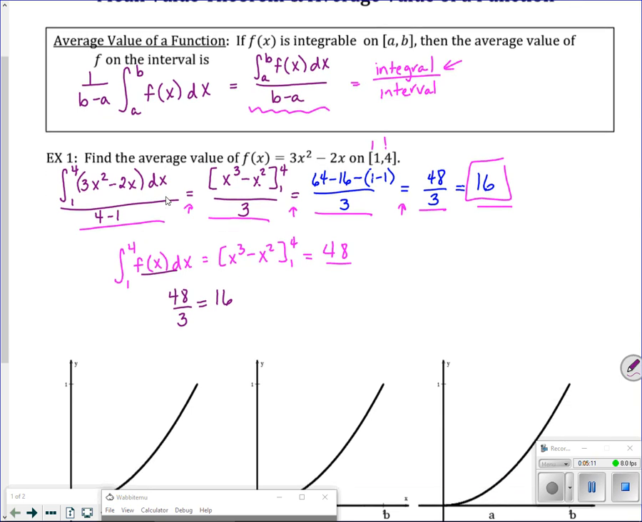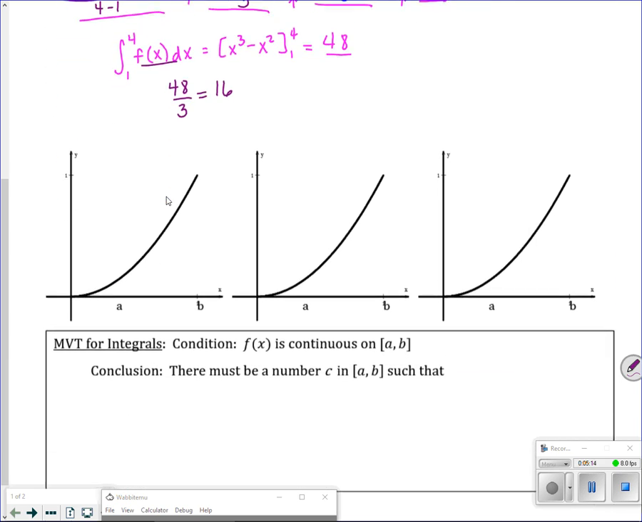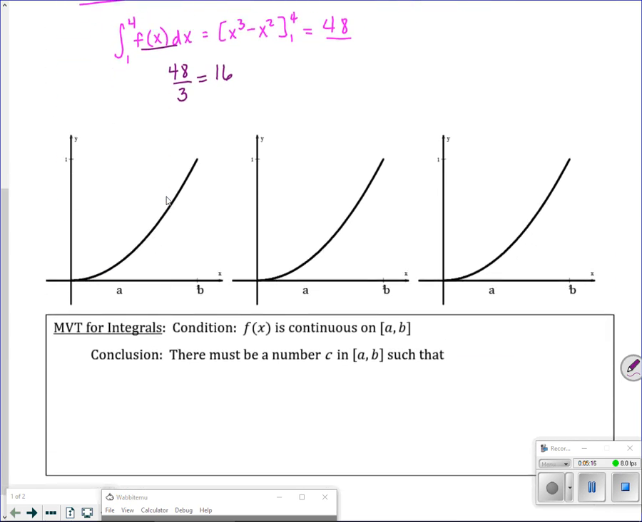Now let's talk about the MVT for integrals. Notice really the only condition is you have a continuous function from a to b. The conclusion is there must be a number c in [a, b] such that, well, okay, we kind of knew that one was coming. So here's the MVT for integrals. And I want you to think of Goldilocks and the three bears, or the Goldilocks and the three rectangles, if you will. So Goldilocks comes along and says, okay, I'm trying to find the actual area under the curve.